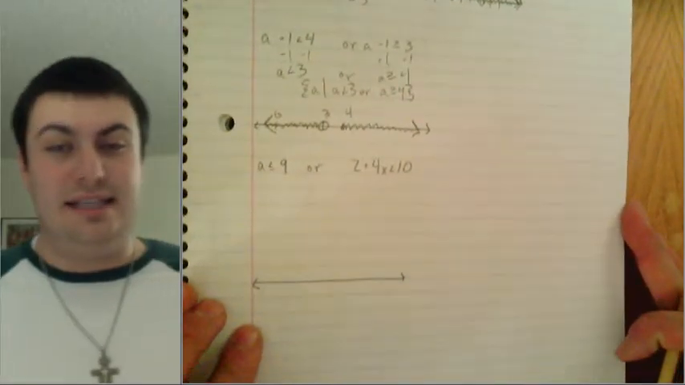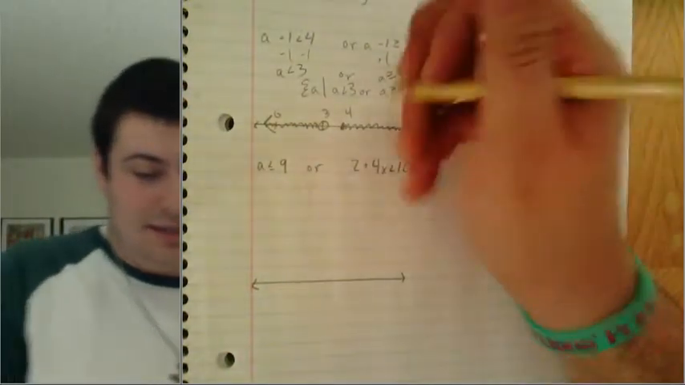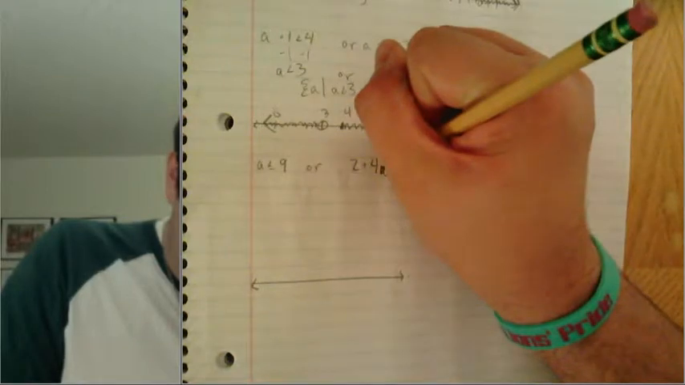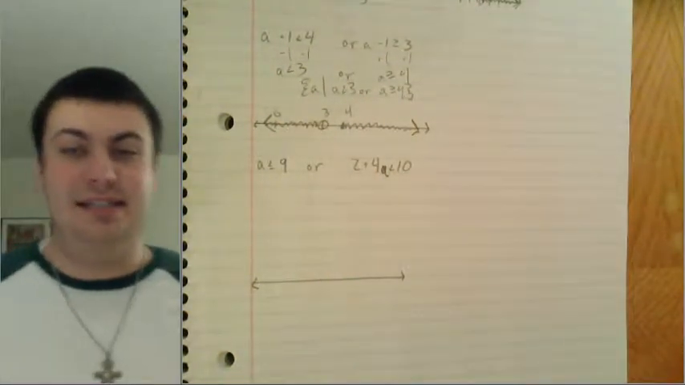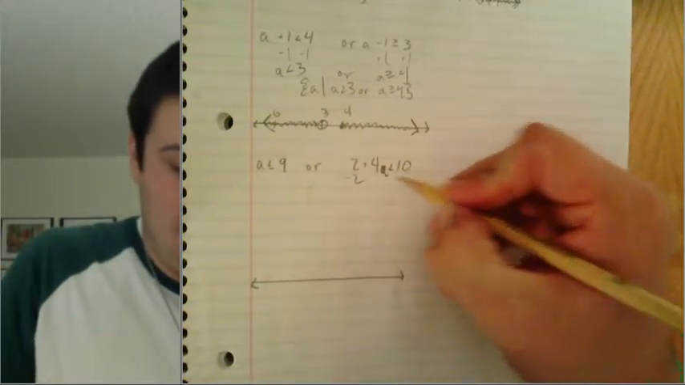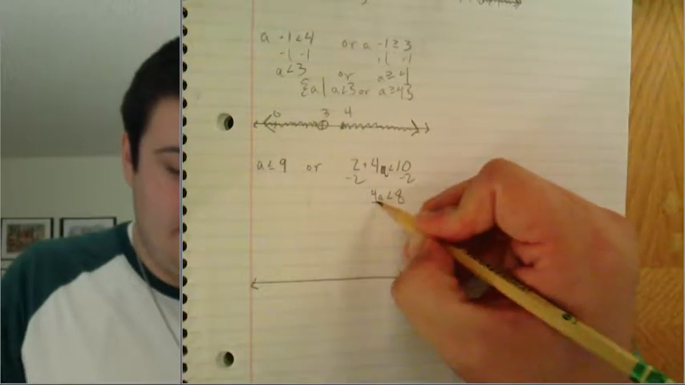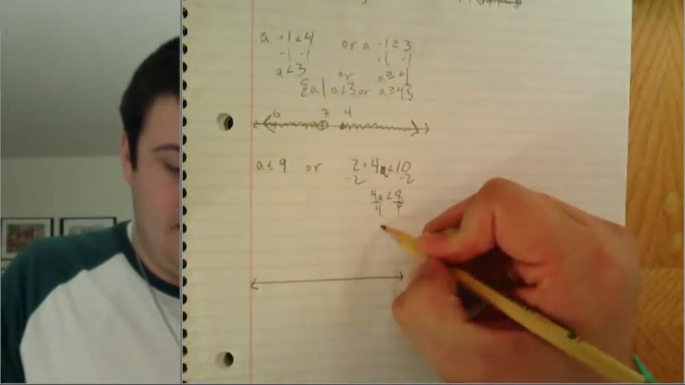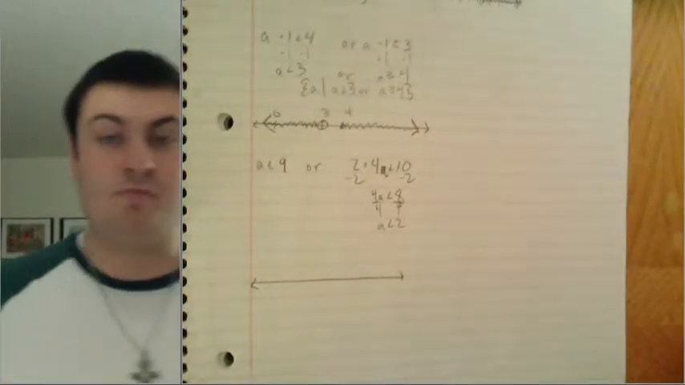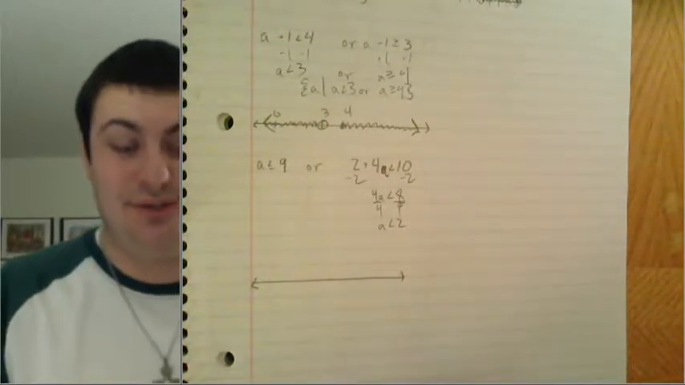Now, a is less than or equal to 9, or 2 plus 4a is less than 10. So a is less than or equal to 9. Great, I'm going to leave that alone. I subtract 2 and have 4a is less than 8. I divide both sides by 4, and I now have a is less than 2. Now, we have a is less than or equal to 9 and a is less than 2.